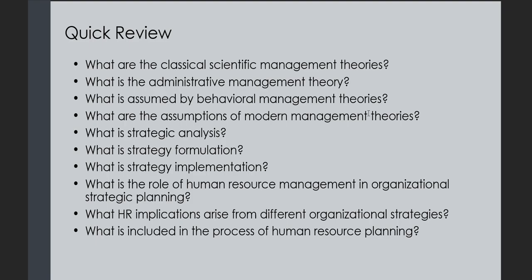What are the implications that may arise from different organizational strategies? Cost strategies require efficiency and cost control. Differentiation strategies require innovation and premium talent. HR practices must align with the chosen strategy. Then, what is included in the process of human resource planning? Strategic direction, goals and outcomes, strategies and objectives, implementation plans, communication and change management, and accountability systems.